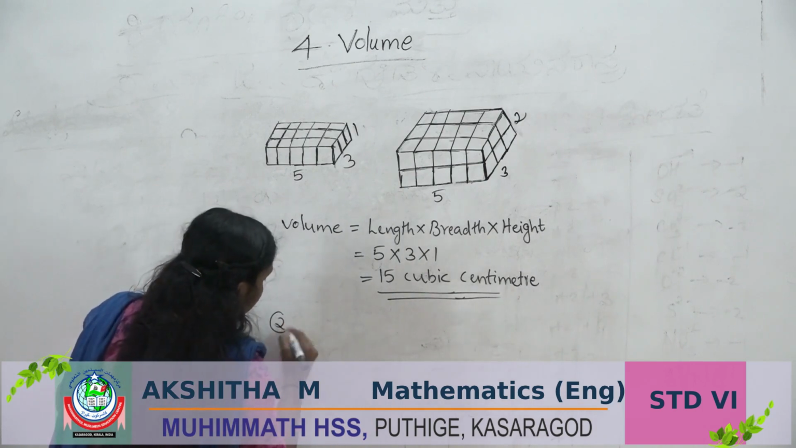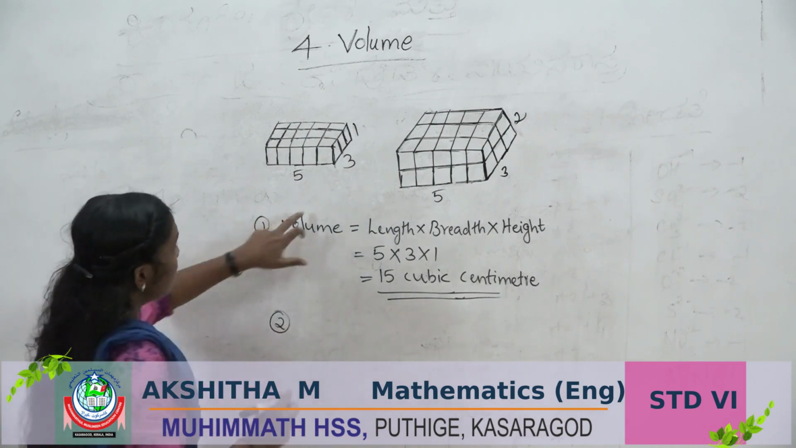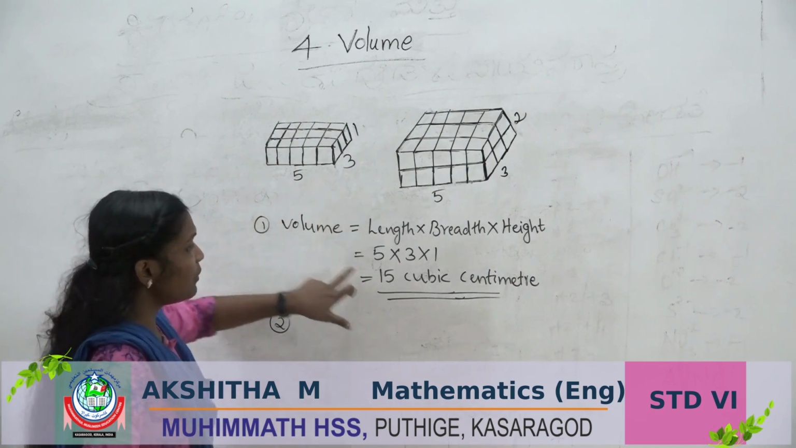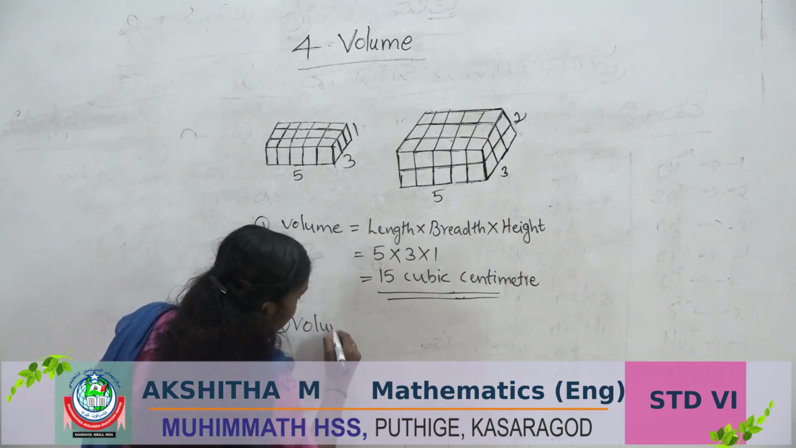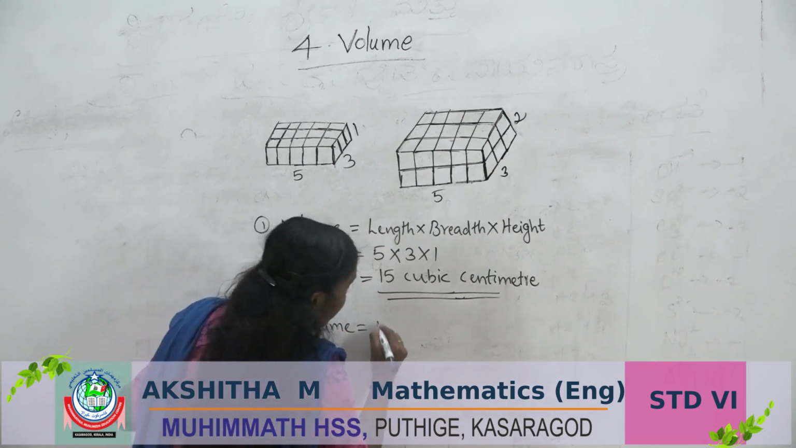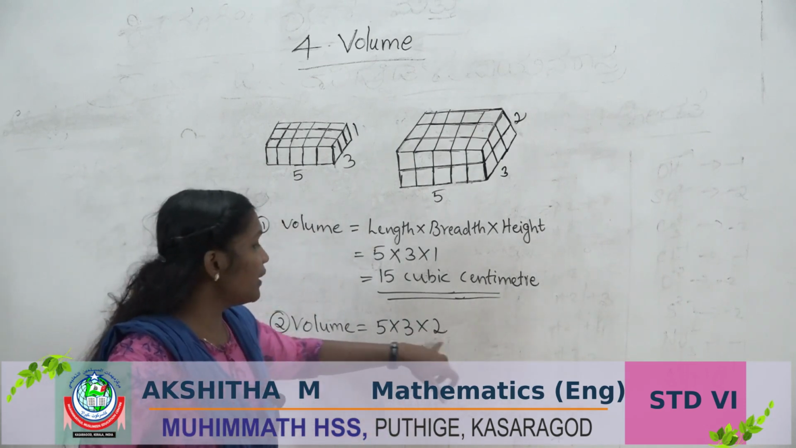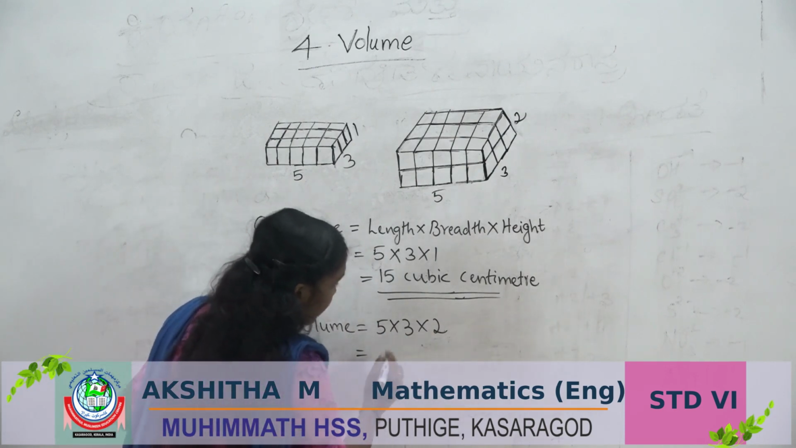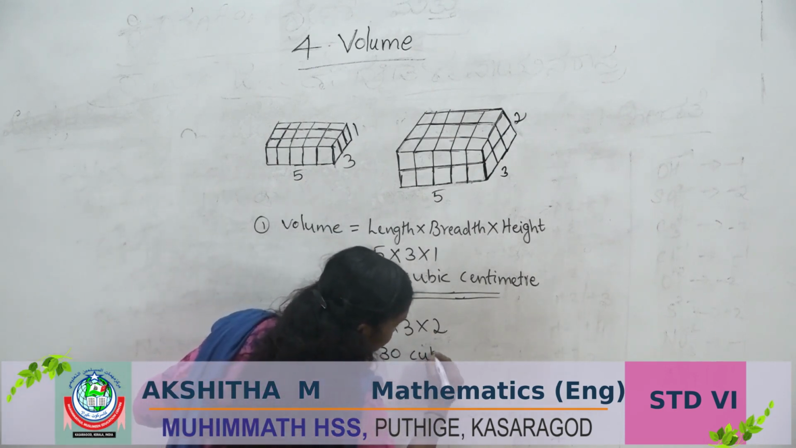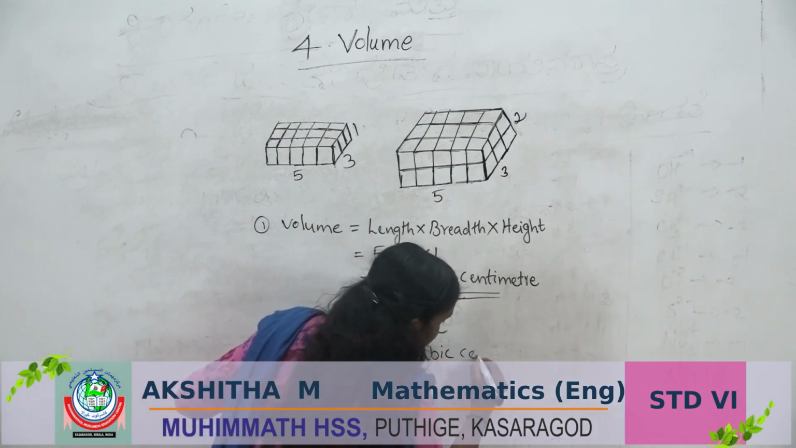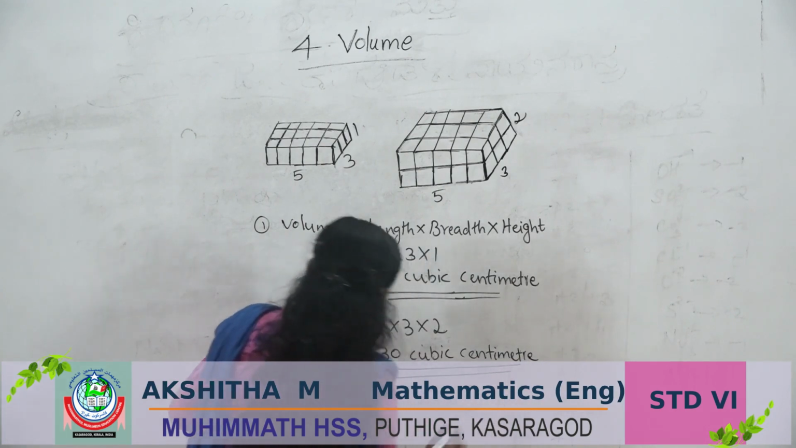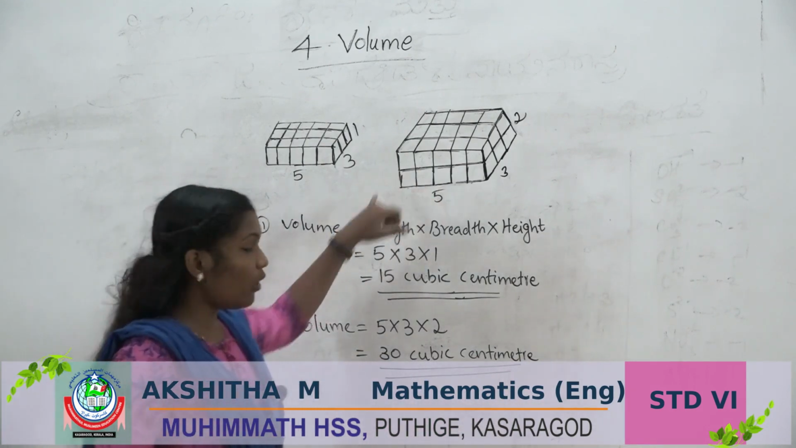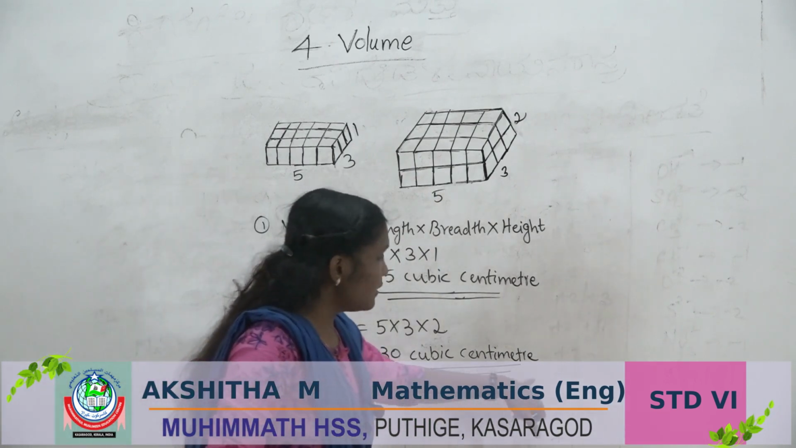This is the first one. This rectangle block's volume is 15 cubic centimeter. In the second rectangle block, volume is 5 into 3 into 2. So 5 3s are 15, 15 into 2, 30 cubic centimeter. In the second rectangle block, volume is 30 cubic centimeter.